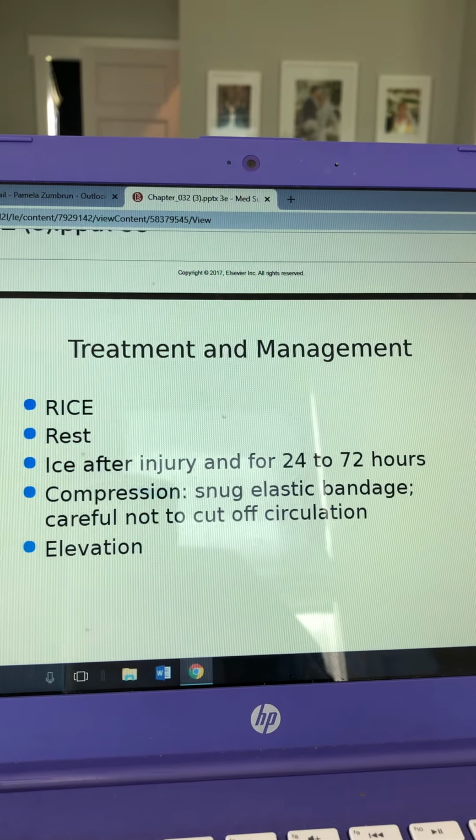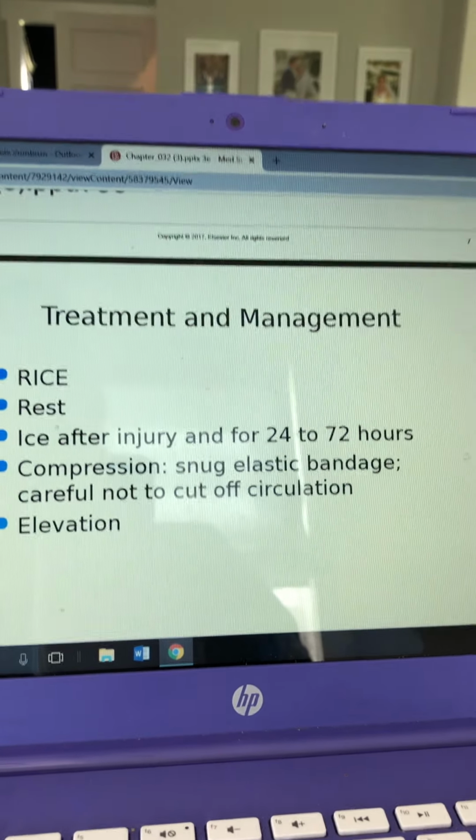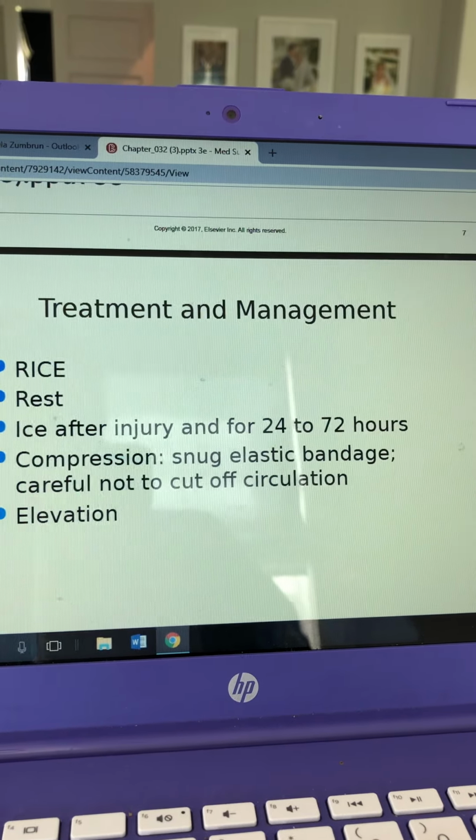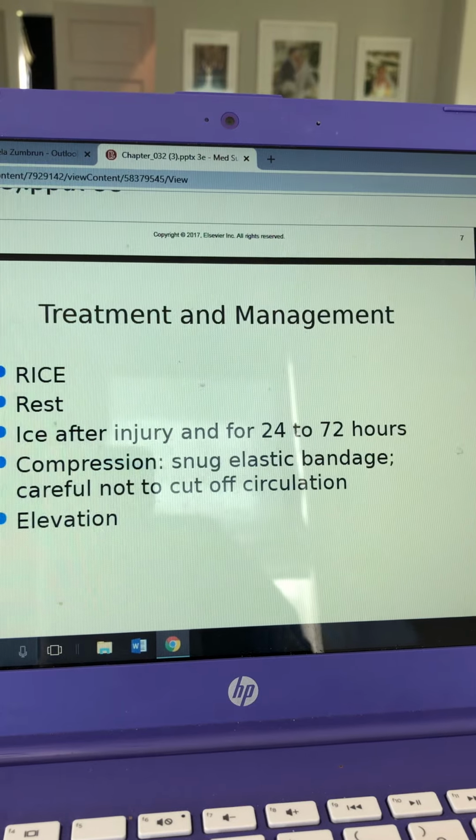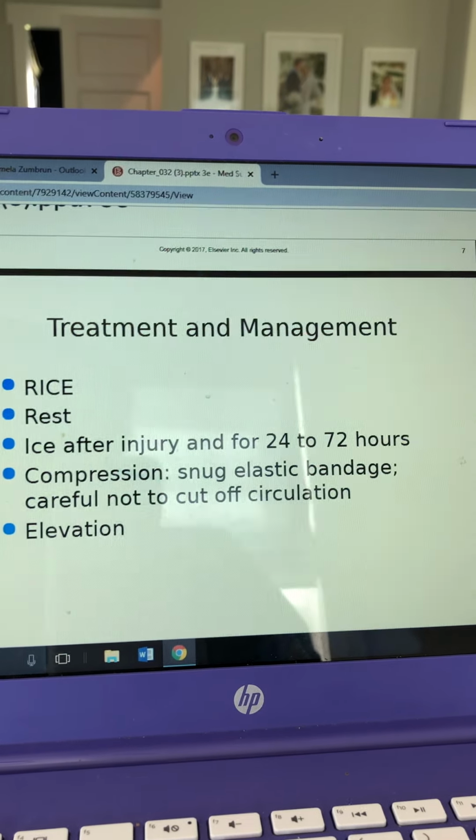Also for a sprain, of course, NSAIDs can be given to help with the pain if the patient can take that. Muscle relaxants may also be used as well.